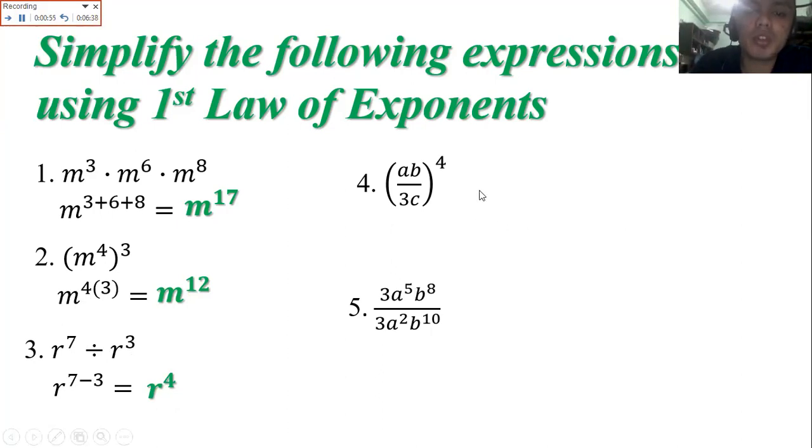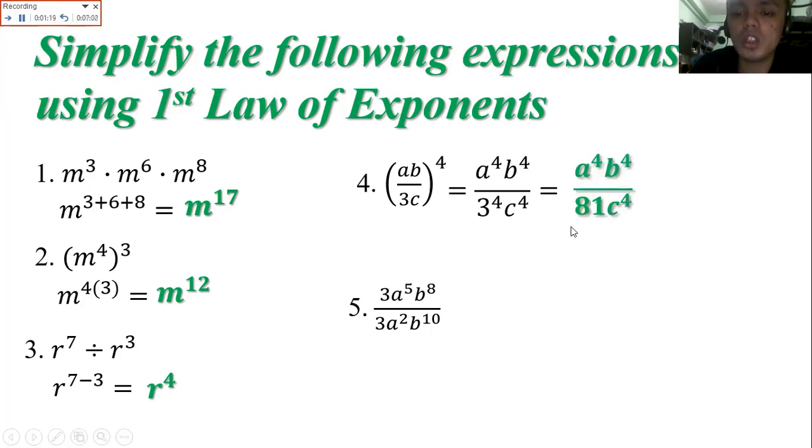Okay? Next, number 4. The quantity of AB over 3C raised to 4. Okay? Ang gagawin, distribute natin yung exponent of 4, no? Sa A, B, 3, and C. We have A raised to 4, B raised to 4, 3 raised to 4, C raised to 4. Okay? Ang i-evaluate is 3 raised to 4 kasi nga number siya. 3 raised to 4 meaning to say we are going to multiply 3 four times by itself, no? Then we have here 81, no?